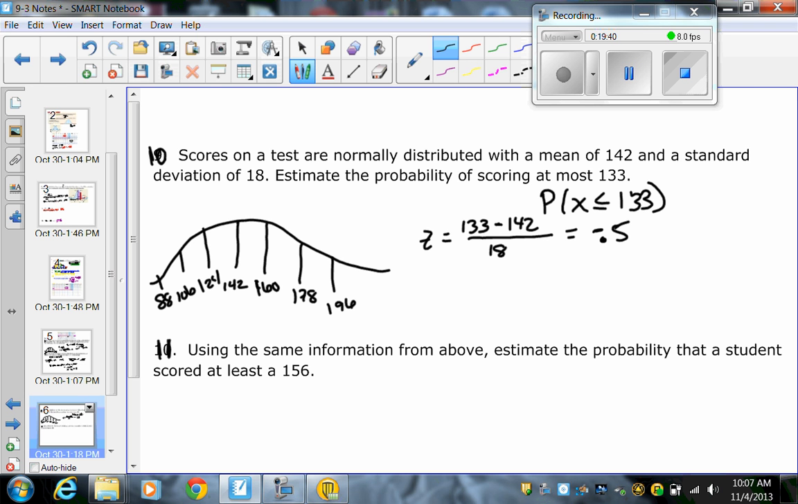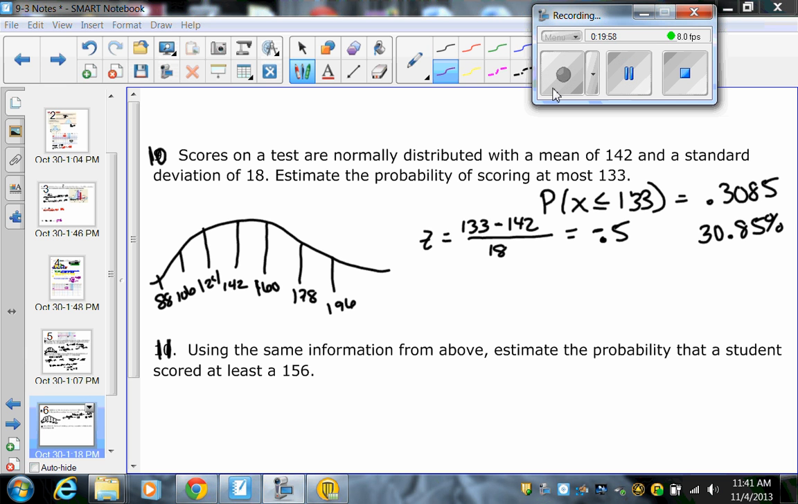So if I go to my chart and find negative 0.5, you will get 0.3085. And because it's less than, I know that that's my answer. So I can either write it like the decimal of 0.3085, or I can leave it as 30.85%. Example 11 says, using the same information above, estimate the probability that a student scored at least 156.